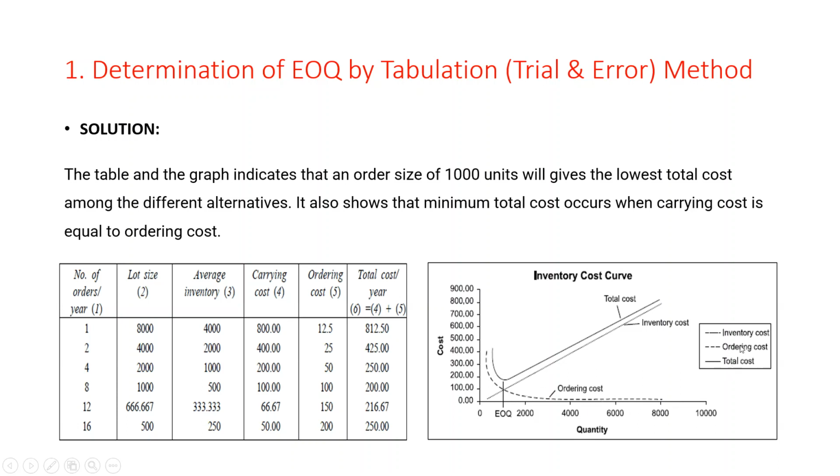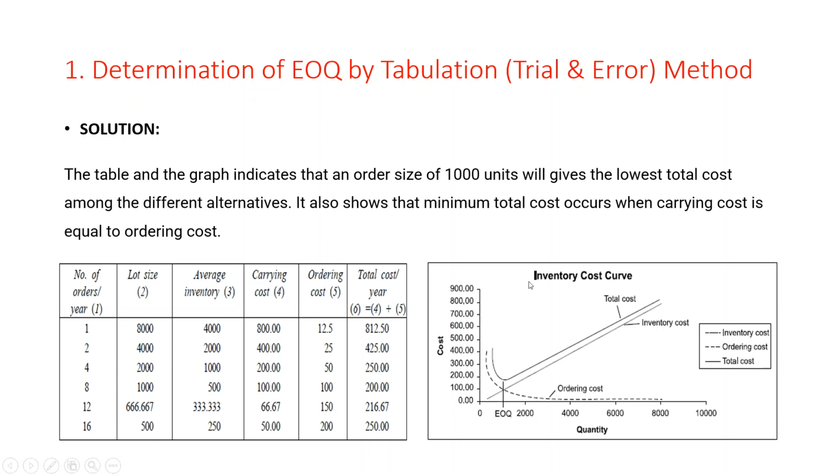The third point is the total cost. Here for the 500 quantity size we have a total cost of 250. Similarly, for 8000 the total cost is approximately 812.50. So this is a simple inventory cost curve showing inventory cost, ordering cost and total cost.